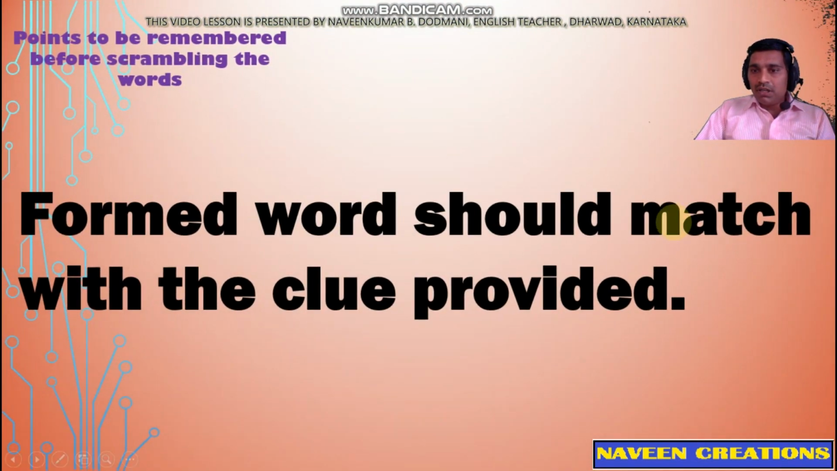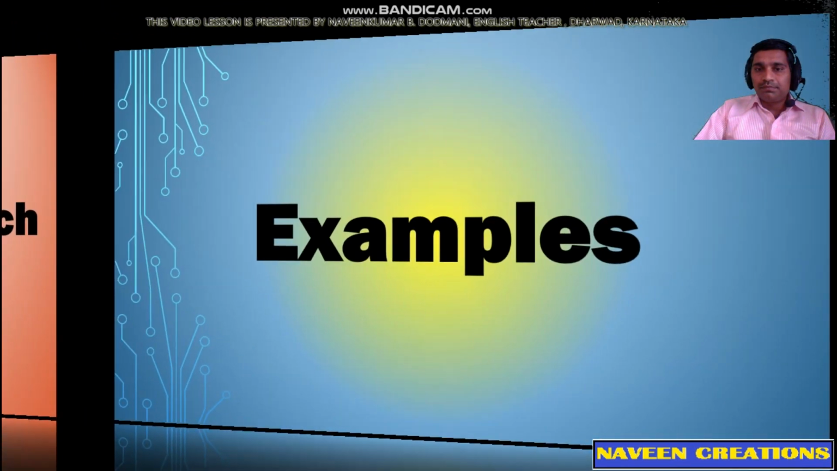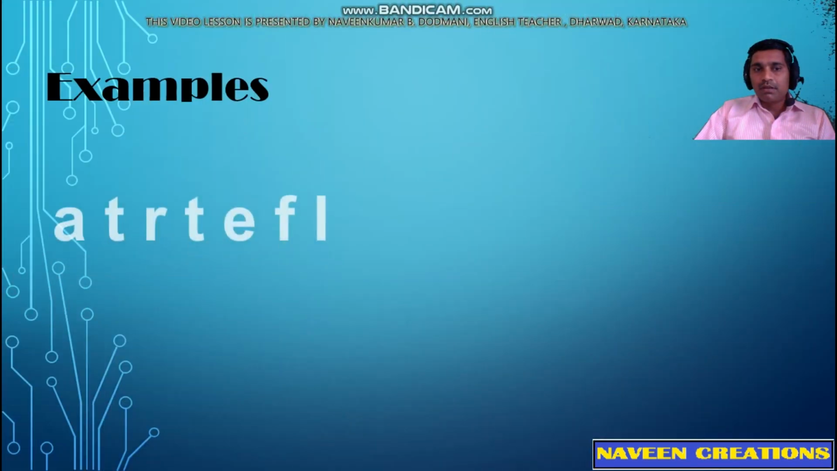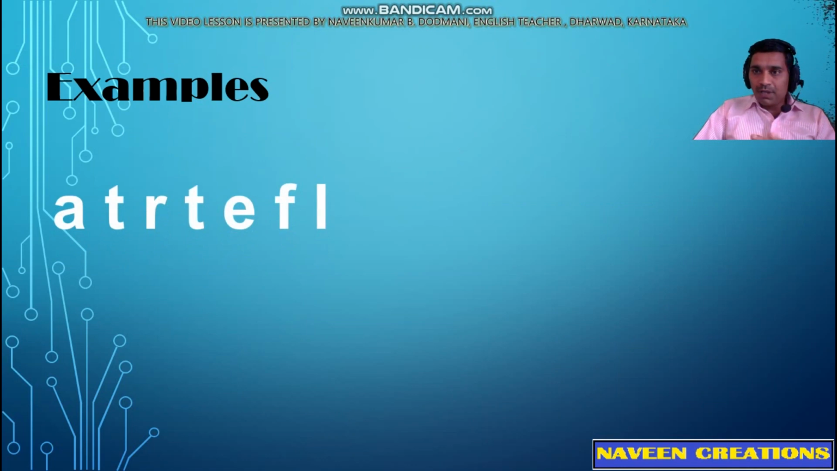The formed word should match with the clue provided. One thing you should remember: the word that you frame should match with the clue given in the examination. Let us take some examples. The jumbled letters which you get in the examinations will be like this: A, T, R, T, E, F, L.